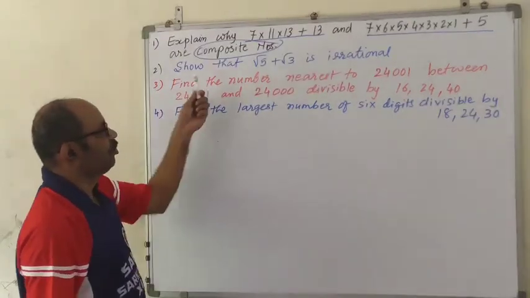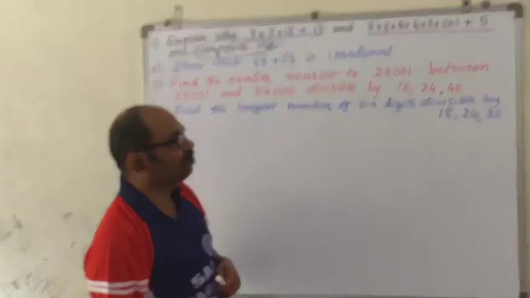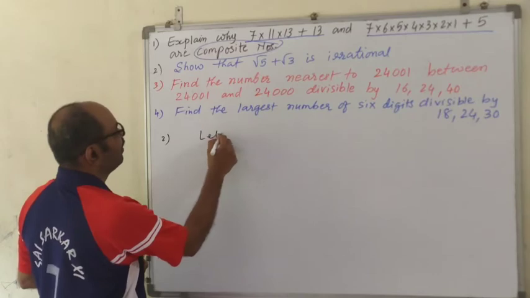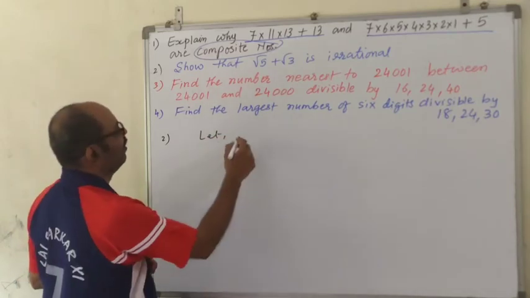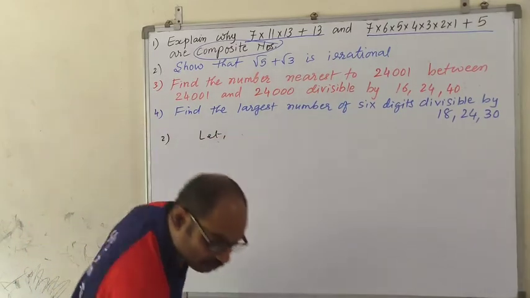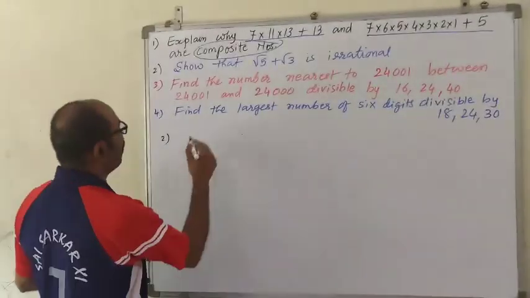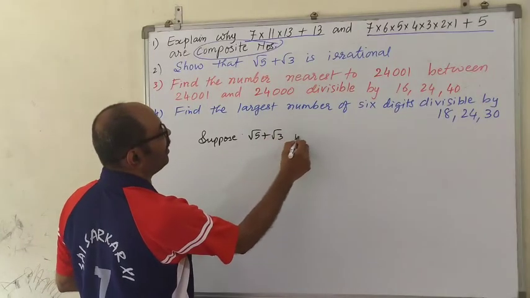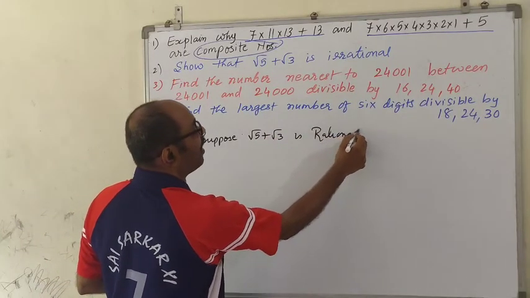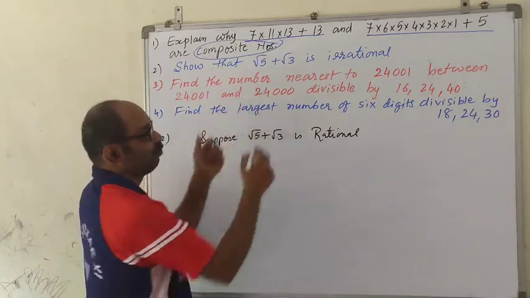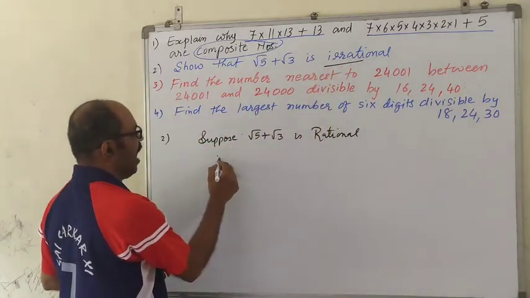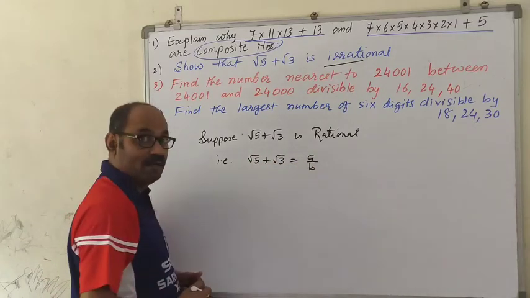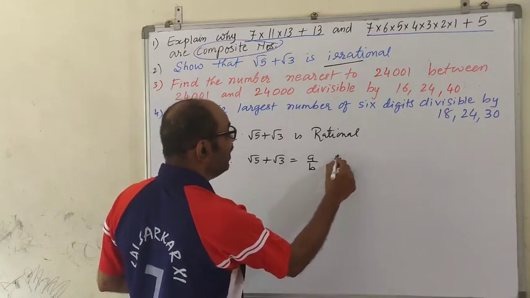Alright? Chaliye. Show that root 5 plus root 3 is irrational. This is now number 2. We use the word suppose, right? Even let can be used. Suppose root 5 plus root 3 is rational. This is what we are going to suppose. We have to prove irrational, but we suppose rational. I.e. root 5 plus root 3 is equal to a upon b. Is rational.